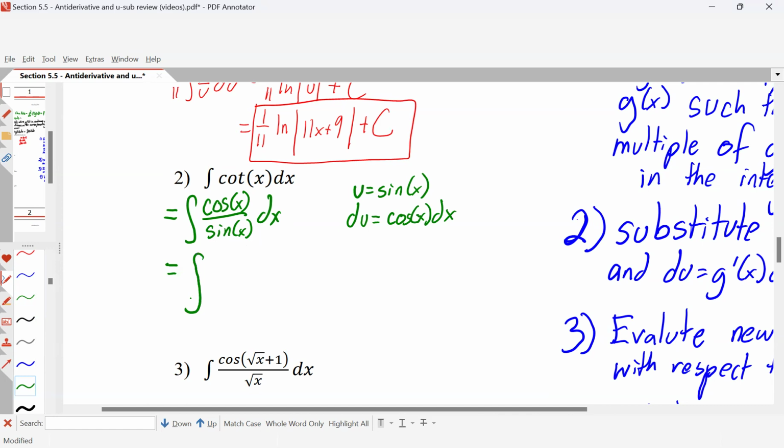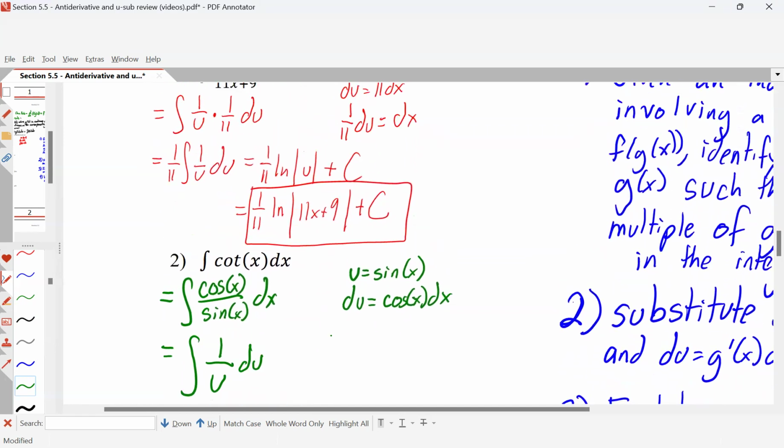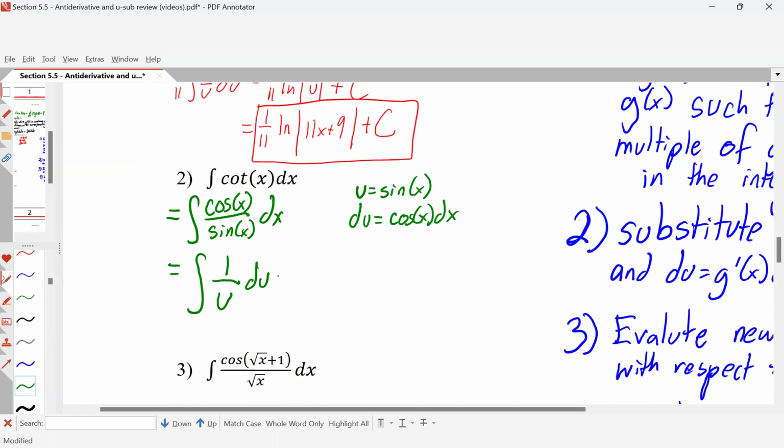So this is equal to, sine becomes u, so 1/u, and cosine x dx is du. We are looking at the integral of 1/u again. The integral of 1/u du is natural log of the absolute value of u plus c. And now put it back in terms of x by putting sine of x in place of u.